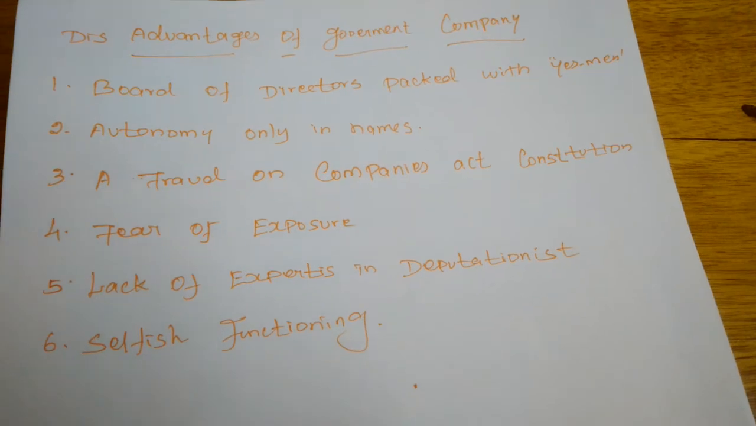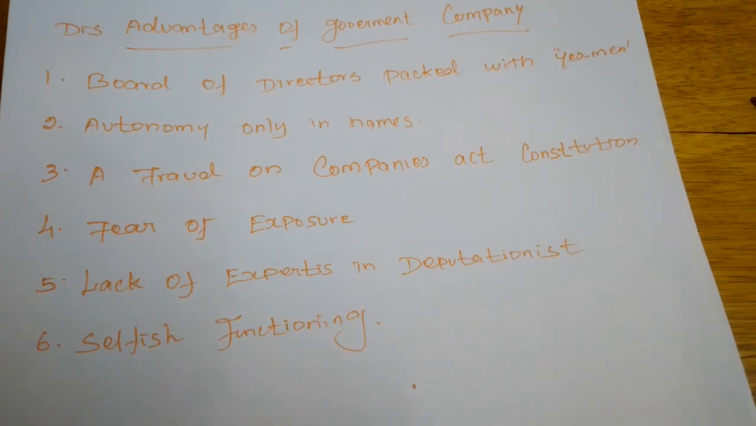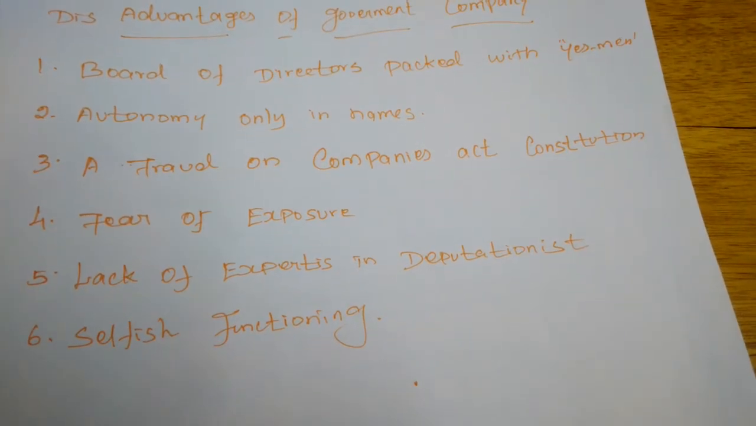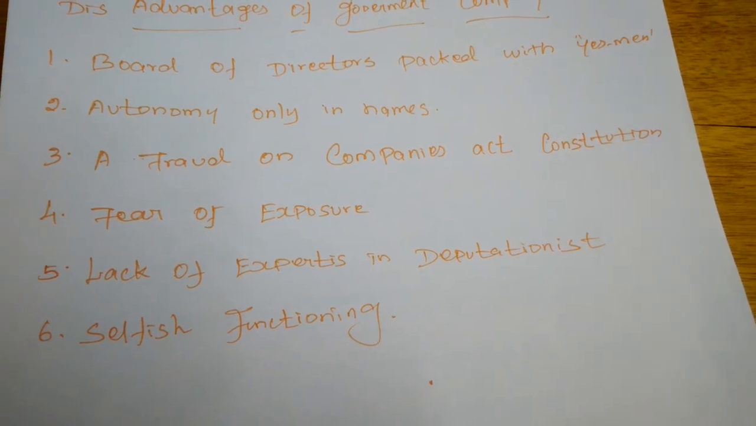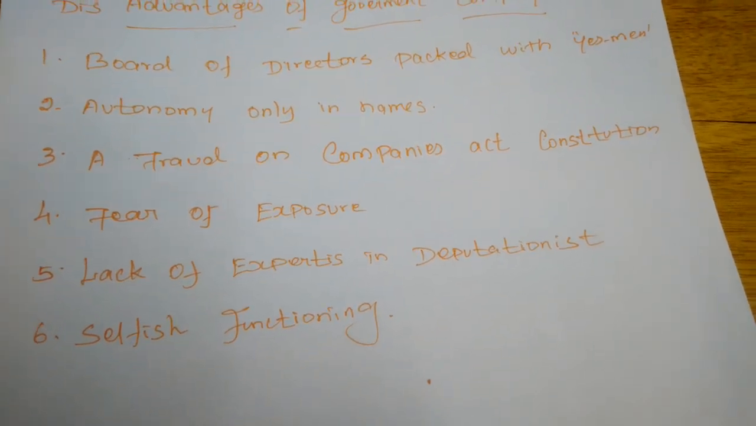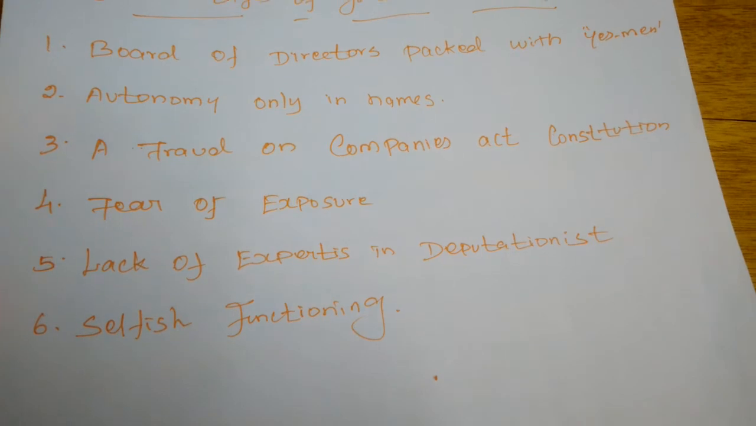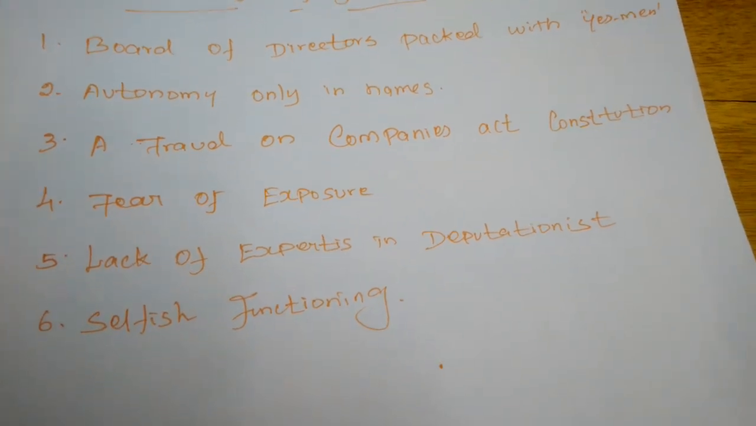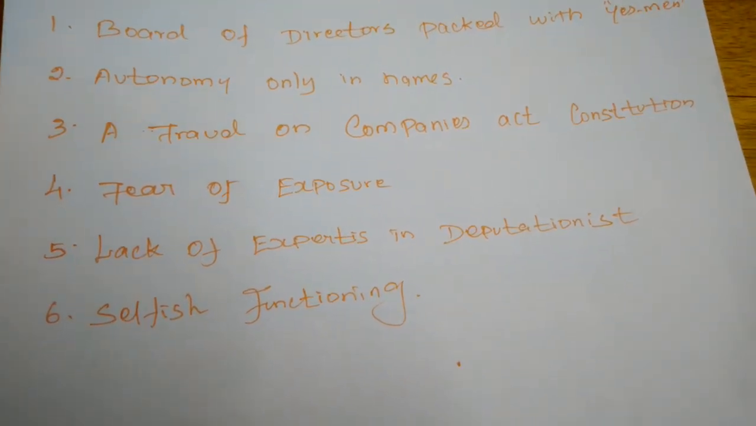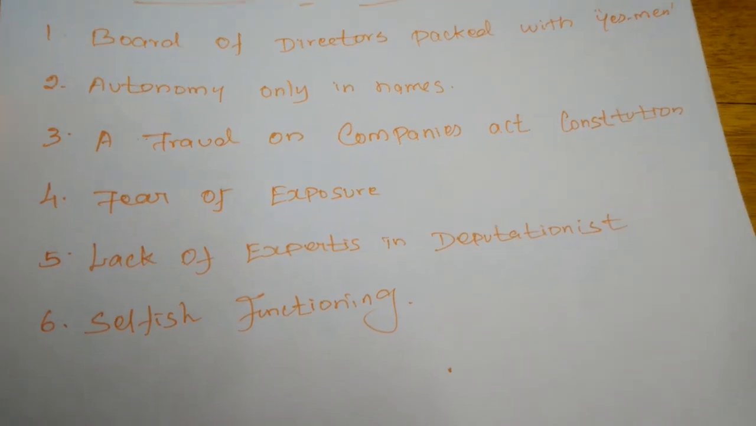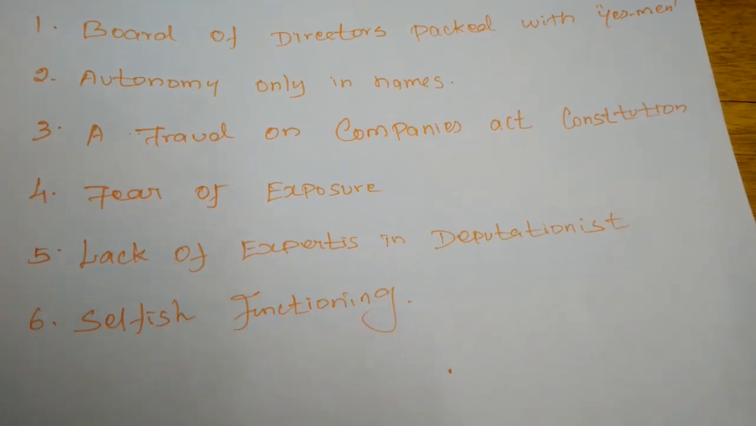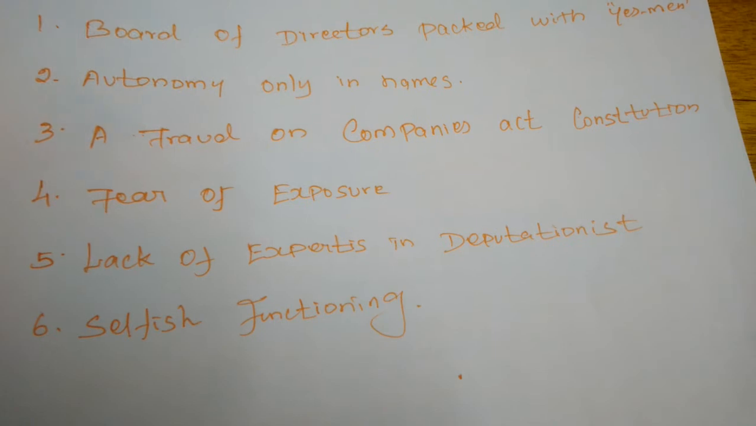So how many disadvantages are there? Six. First, the board of directors packed with yes men, so some people will be slaves to the board of directors. Next, autonomy only in name. Next, a fraud on the Companies Act. Next, the fear of exposure. Next, lack of expertise in deputationists. The last one is selfish functioning.